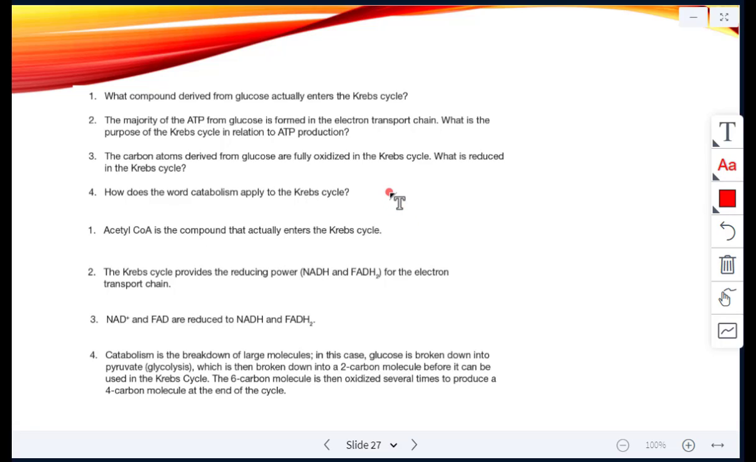And lastly, how does the word catabolism apply to the Krebs cycle? So catabolism is when there's a breakdown of large molecules. So what's happening in this case is glucose gets broken down into pyruvate during glycolysis. Then it gets broken down into a 2-carbon molecule before it's used in the Krebs cycle. So the 6-carbon molecule is oxidized several times to produce a 4-carbon molecule at the end of this cycle.